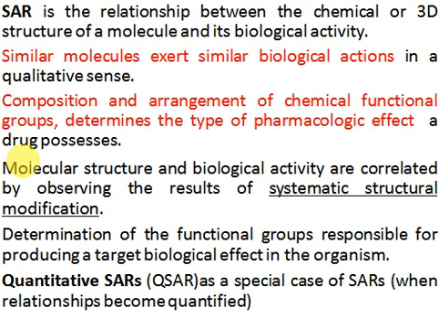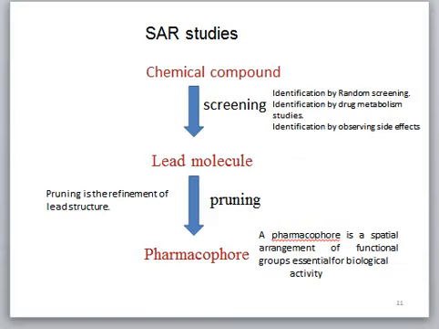Right? Let's consider that you have a chemical compound and you are to carry out the structure-activity relationships. What we do is that firstly we have to screen that compound, right? The screening can be done by random screening, by metabolism studies, or by identifying the side effects of a drug as well. Right? So once you have screened a compound, then you get a lead. Right? So if a compound you are screening for certain biological activity shows that biological activity, you get a hit. You modify the hit, you get the lead.